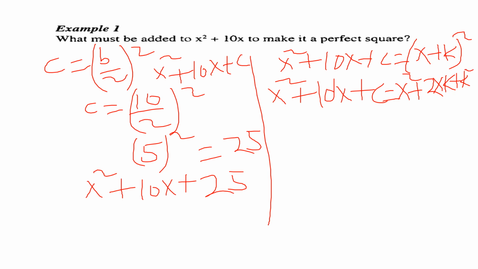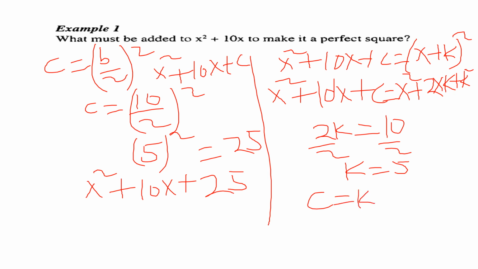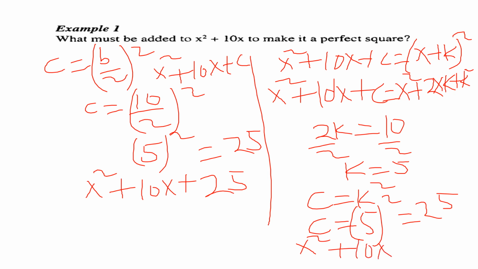And then in this case, you can compare the two, where we have this x squared and that x squared. So we shall have 2k equivalent to 10, and then we can divide by 2, and we are left with k equals 5. So if k equals 5, we know that c equals k squared. So our c will be equivalent to 5 squared, which equals 25. So it is also true to say that this can be the same as x squared plus 10x plus 25 to make it a perfect square.